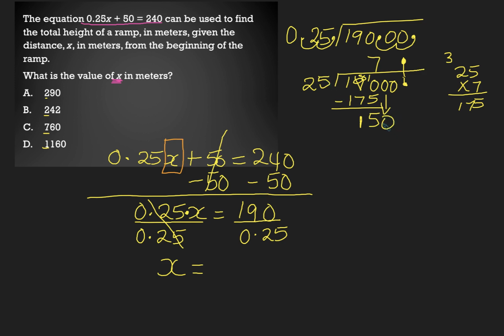25 goes into 150, or you can ask yourself, how many quarters are in $1.50? That would be 6. 6 times 25 is 150. Now I don't have to keep going. Once I get that 7 and the 6 and I look at my answer choices, this is the only answer that is reasonable.